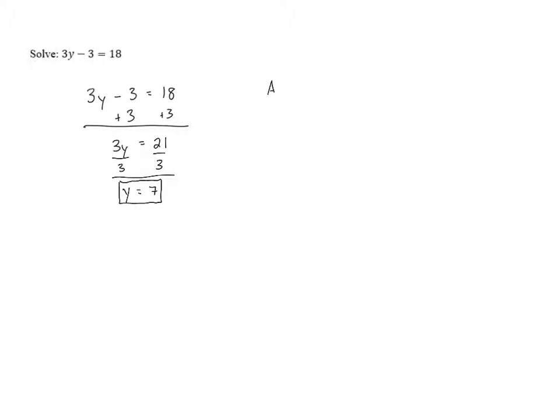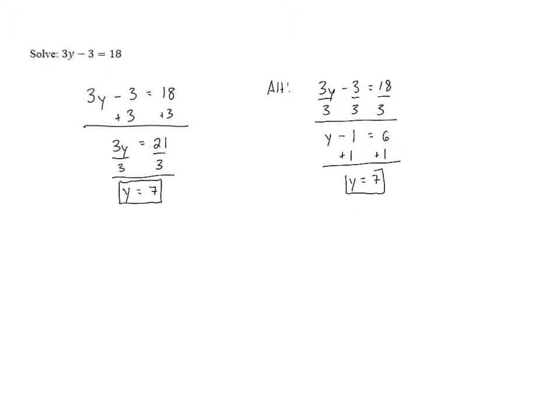Now, an alternate solution would be to start by dividing both sides by 3. When we do this, we have to divide each term by 3. This gives us just y. 3y divided by 3 is y. And then minus 3 divided by 3 is minus 1 on the left, and that's 6 on the right. Then to get y alone, we add 1 to both sides, giving us y equals 7.